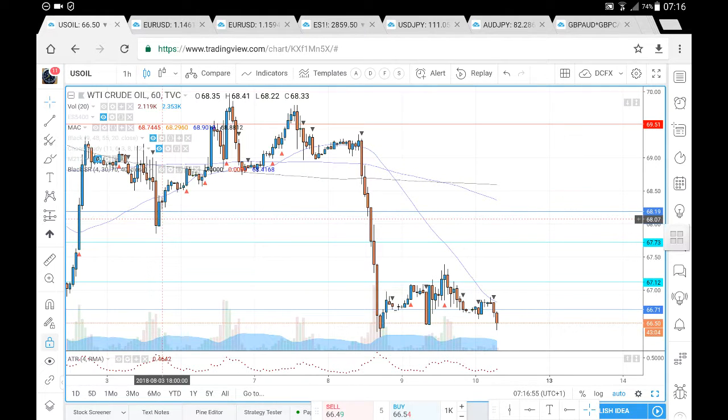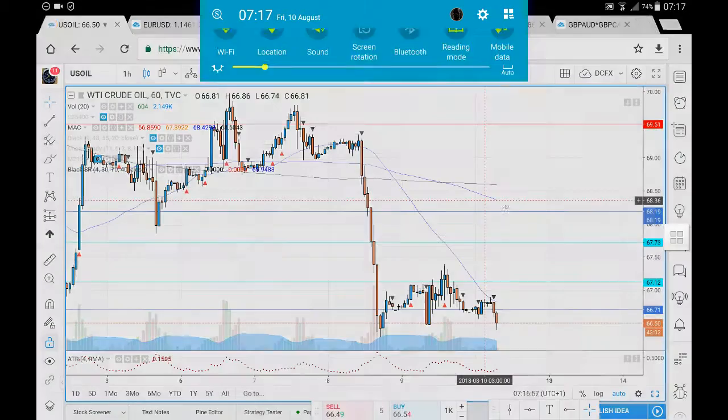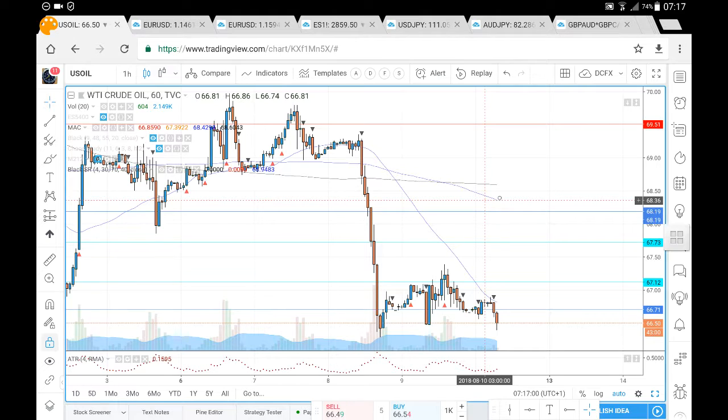So this is US oil analysis for Friday the 10th of August. Now let's just have a look around prices and where prices may likely go.